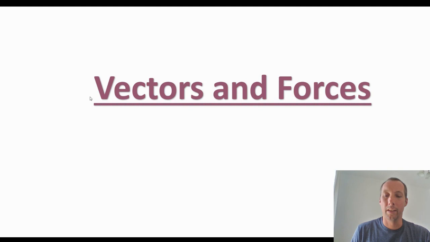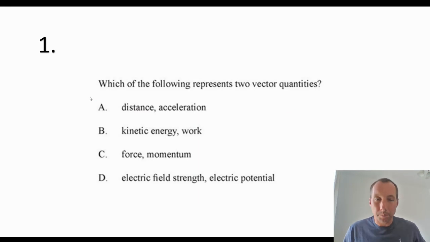In between each question, I'm going to give you a bit of time where I want you to pause the video, have a think about the question, and then we'll go through it and show you how it should be answered. So the first one should be quite simple. Which of the following represents two vector quantities? I'd like you to pause the video now and have a think about this for yourself.